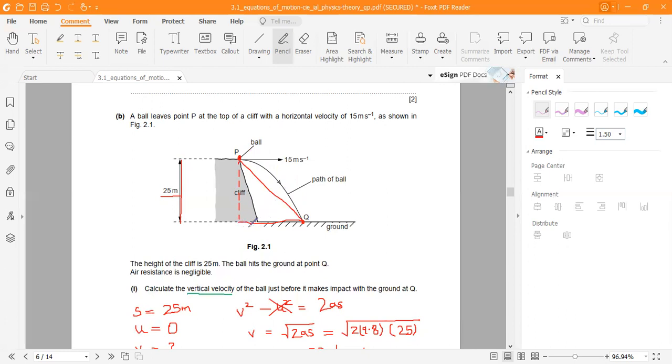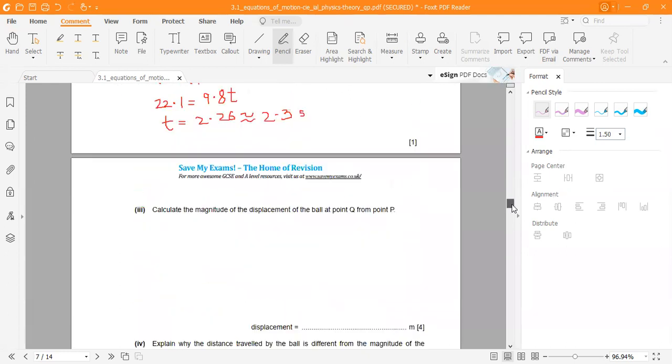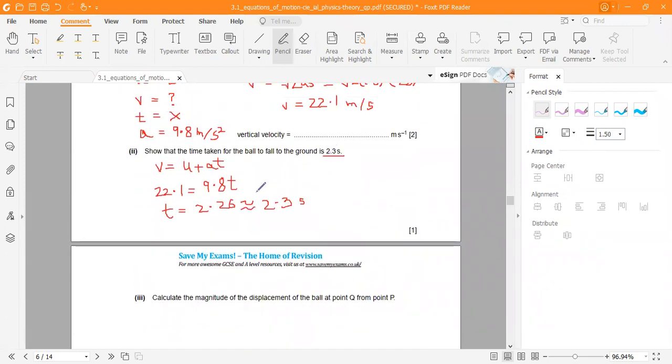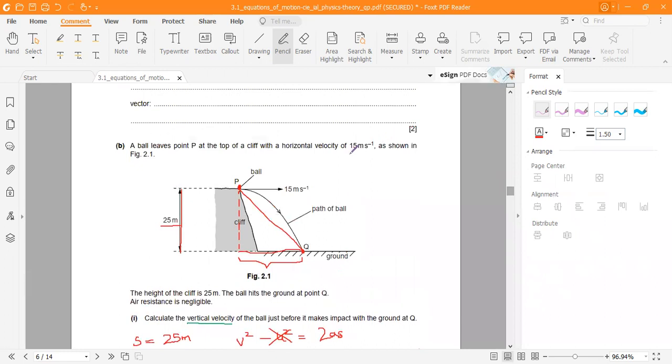So what I need to find is this horizontal displacement. That's what I want to find right now. So how will I find it? Let's see. As you can see, I already have the value of time. I know that our time is 2.26 seconds, or 2.3 seconds if you say. I also have the initial horizontal velocity. I know that initially the horizontal velocity of the ball was 15 meter per second. And I know that there is no force acting in the horizontal direction.